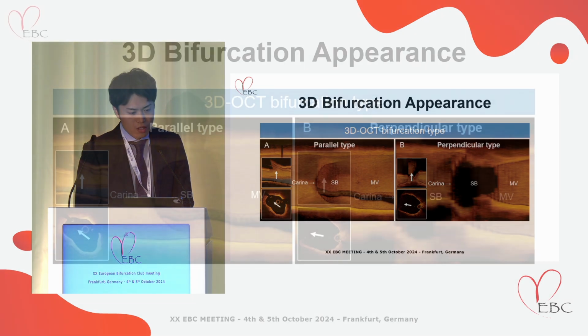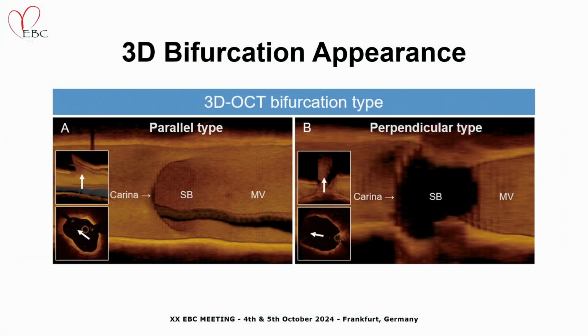This figure illustrates 3D bifurcation appearance as assessed by 3D OCT. The white arrow indicates the direction of observation. In the parallel type bifurcation, the proximal course of side branch is clearly visible. On the other hand, in the perpendicular type, the wall of side branch is not visible.